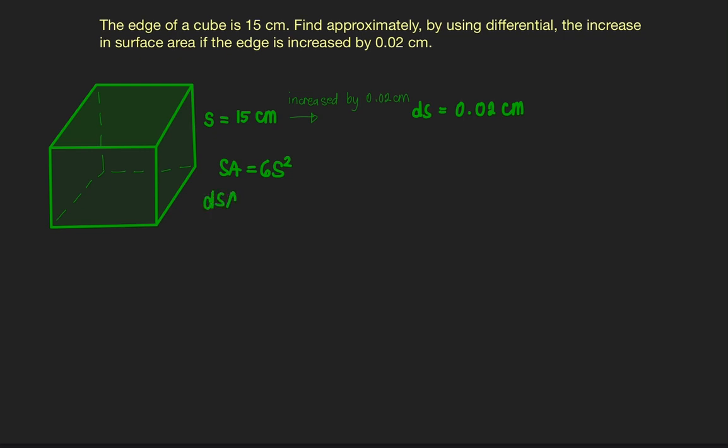So the differential of the surface area is equal to 12s ds. Since s is 15 centimeters and the increase in the edge is 0.02 centimeter, then we can find the approximate change in the surface area of the cube. So we multiply 12 times 15 times 0.02, that would give us 3.6 square centimeters.